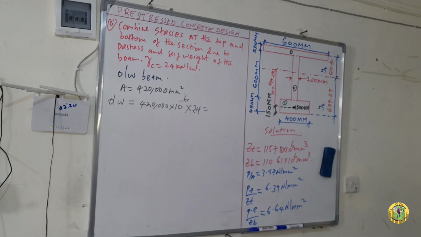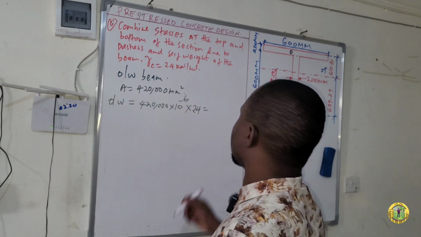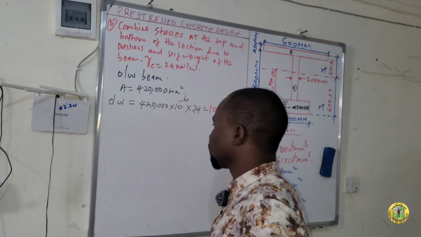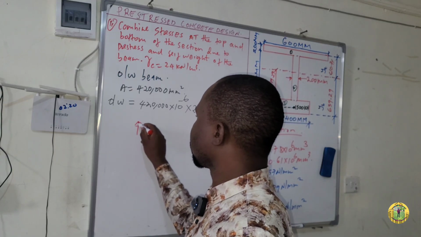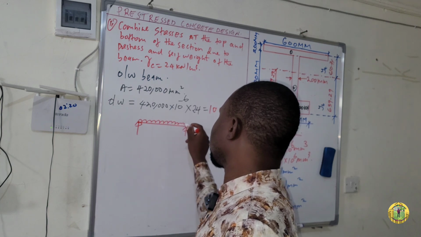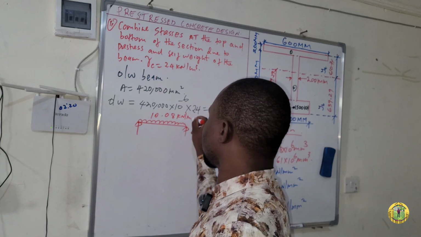So this will be 420,000 times 24 times 10 to power of negative 6, which is 10.08 kilonewton per meter. So if this is our beam, this will be the self-weight of this beam, which is 10.08 kilonewton per meter.